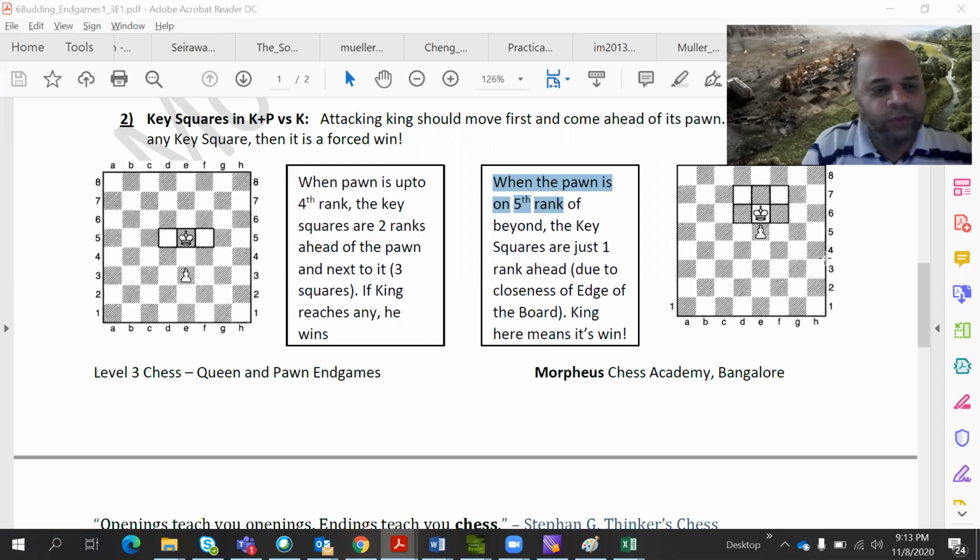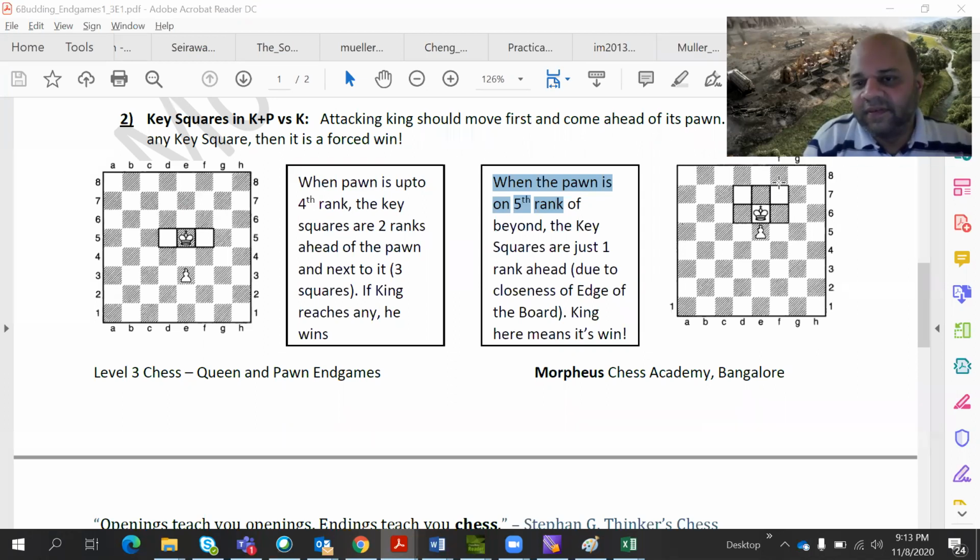Let me first of all show you this. Because the black king is so close to the edge. Yes, absolutely. Because the defending king does not have room for going straight back, he will end up going to the side because he is at the edge of the board. And that is the reason why, in case the pawn is on the fifth rank, if the king reaches just one row ahead, then it is a win.